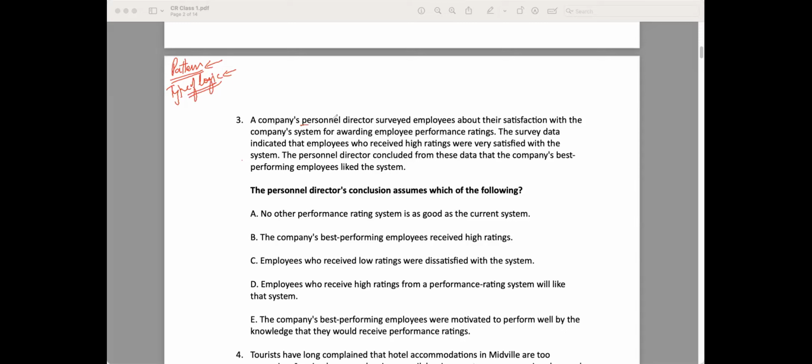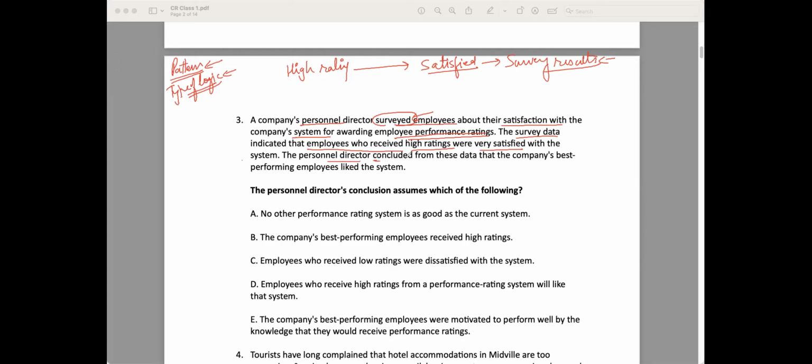The company's personnel director surveyed employees about their satisfaction with the company system for awarding employee performance ratings. Okay, so this is the information. Some survey was conducted. The survey data indicated that employees who received high ratings were very satisfied. So employees who received high ratings were satisfied. Okay, this is again the survey report, survey results. Whatever results are given, we cannot counter that. So this is part of the information given to me.